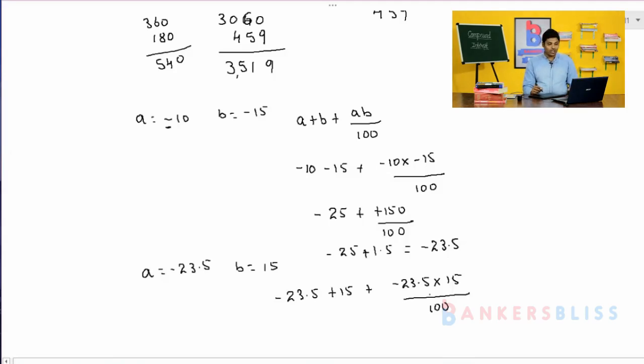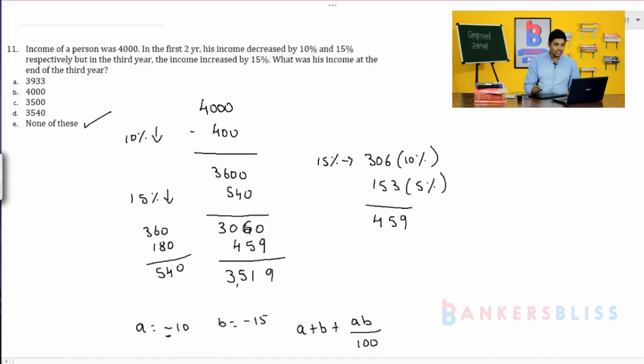The modified method takes time here. Minus 23.5 into 15 by 100. So it is a complicated method. Again we have to simplify, and based on that we have to calculate the percentage amount on the principal amount. So it takes too much time. Instead of this, the conceptual method is very easy. So please adopt this method and you can easily get the answer. So here the answer is none of these. Let us go to the 12th problem, problem number 12.